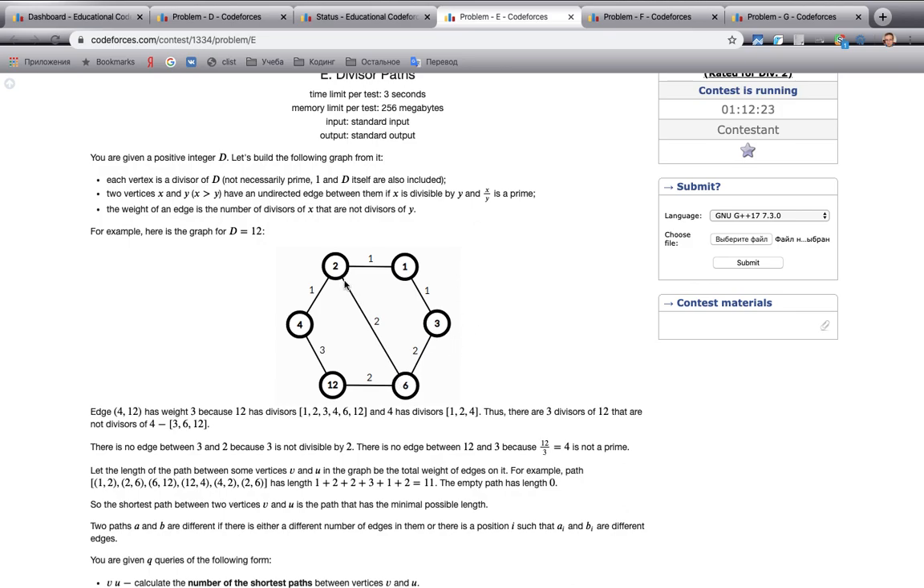The length of the edge is the number of divisors of x such that they are not divisors of y, where x is larger and y is smaller, which actually says that it's the number of divisors of x minus the number of divisors of y.